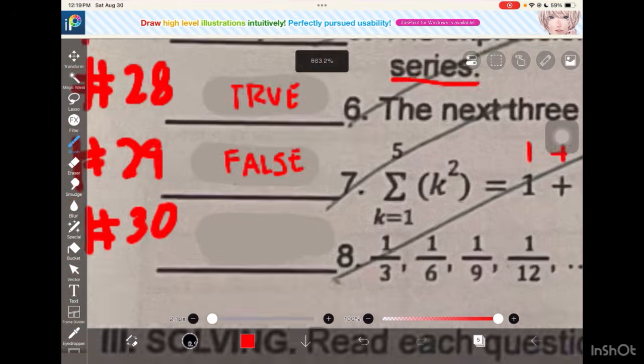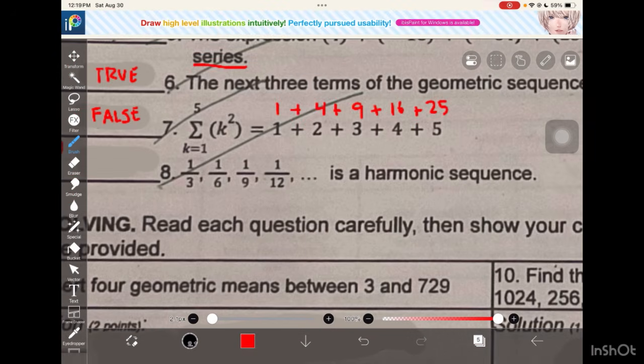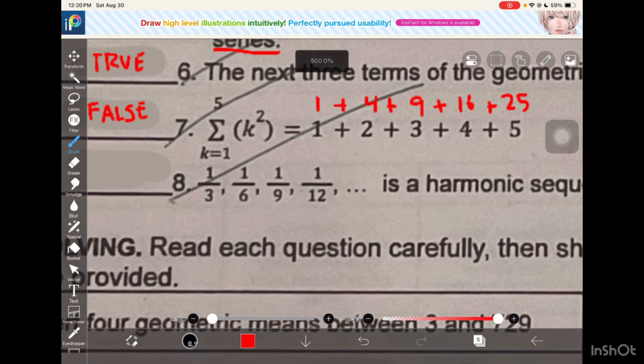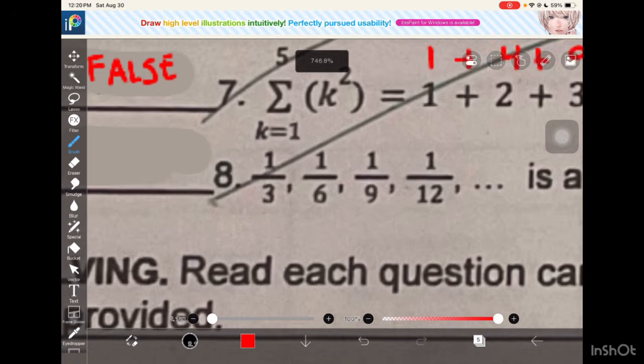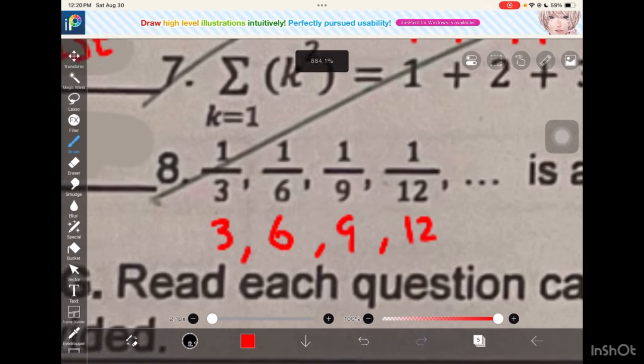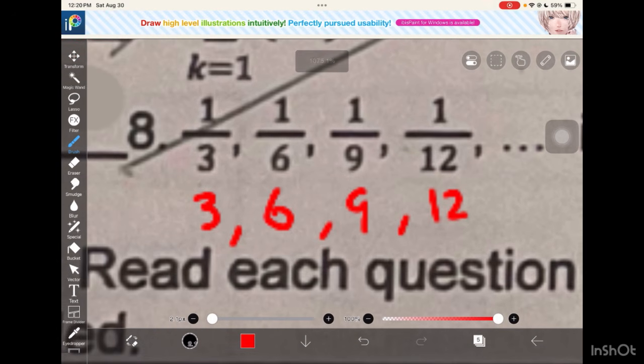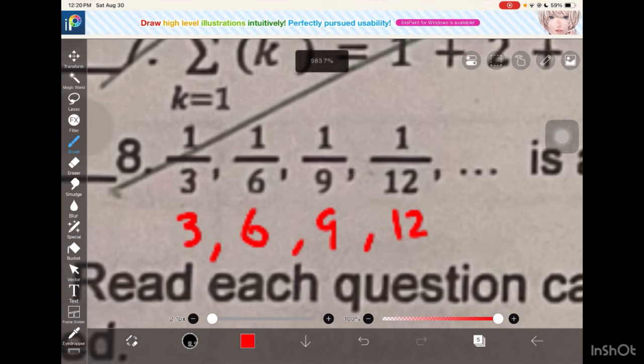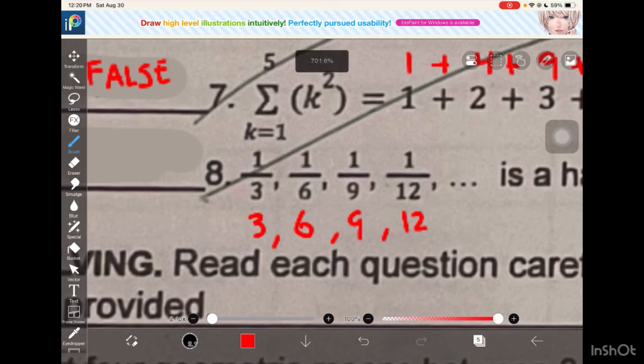Next, this is a harmonic sequence. A harmonic sequence is basically the reciprocal of an arithmetic sequence. So to do this, 1 over 3, just make it 3 over 1, so just 3. 6 over 1 becomes 6. 9 over 1 becomes 9. And 1 over 12 becomes 12. So we just reciprocated it. Do they have a common difference? Yes, they have a common difference of 3. If there's a common difference and it satisfies all the traits after reciprocating, you can solve for a harmonic sequence. Therefore, this answer is true.